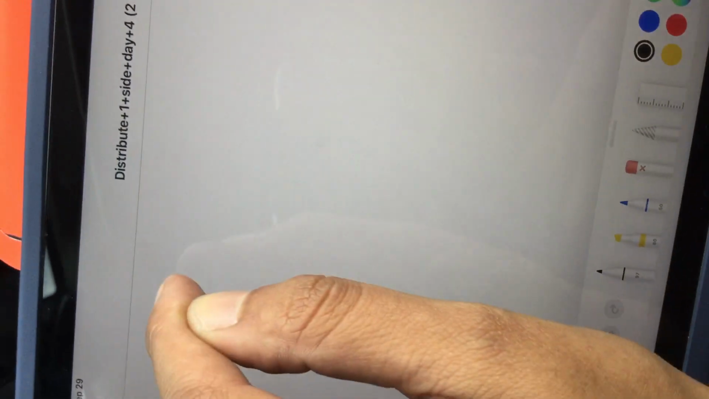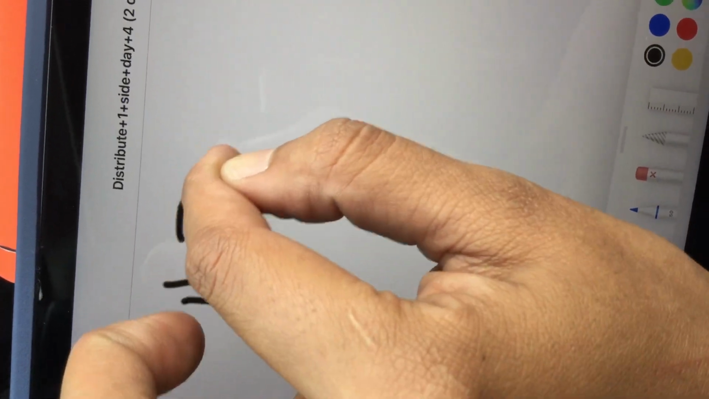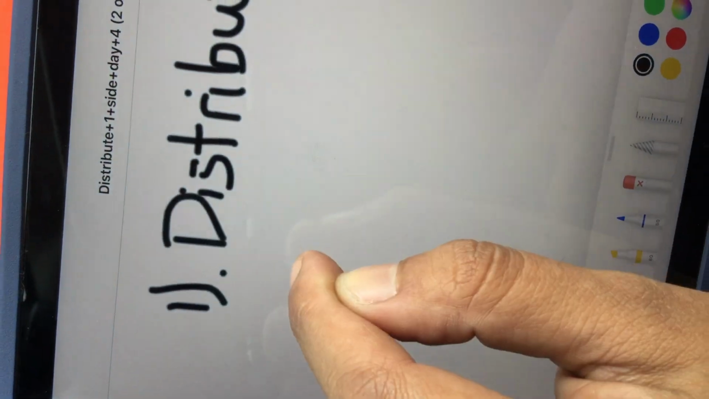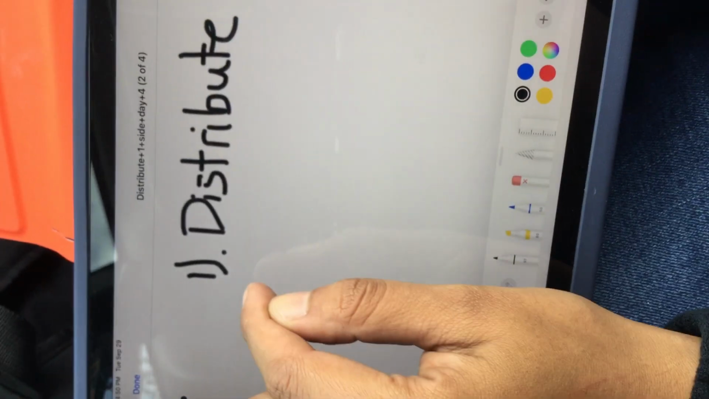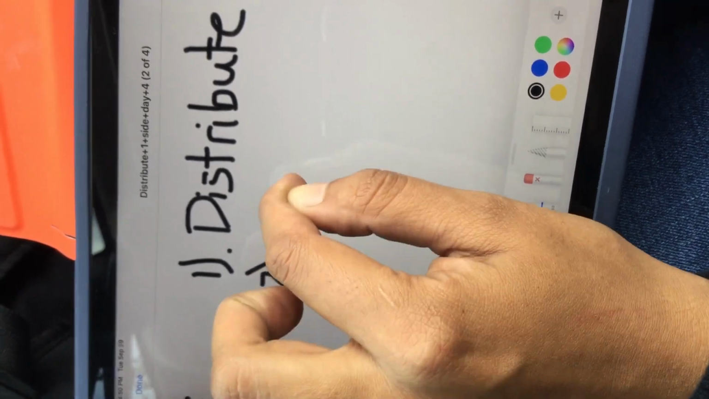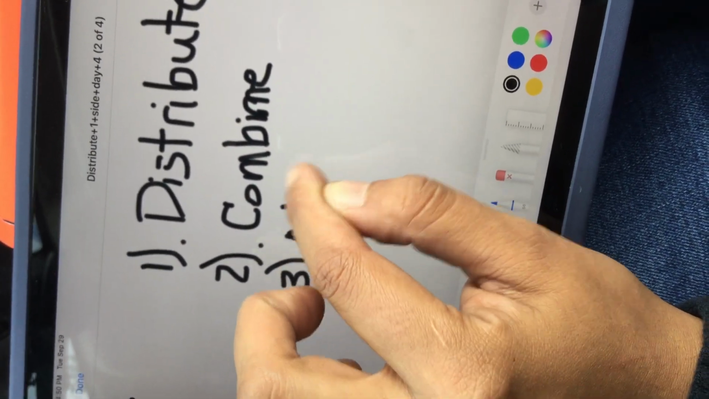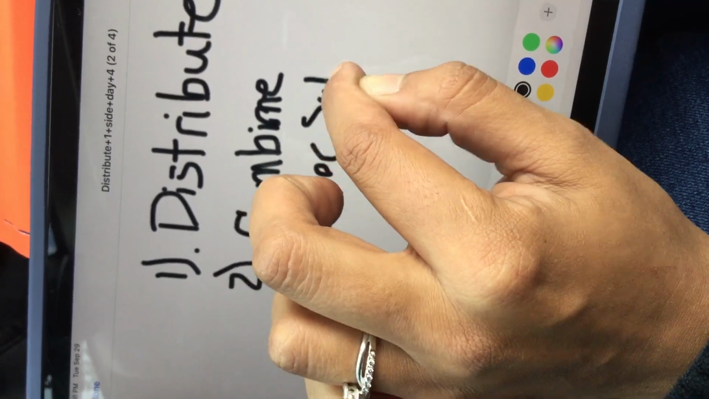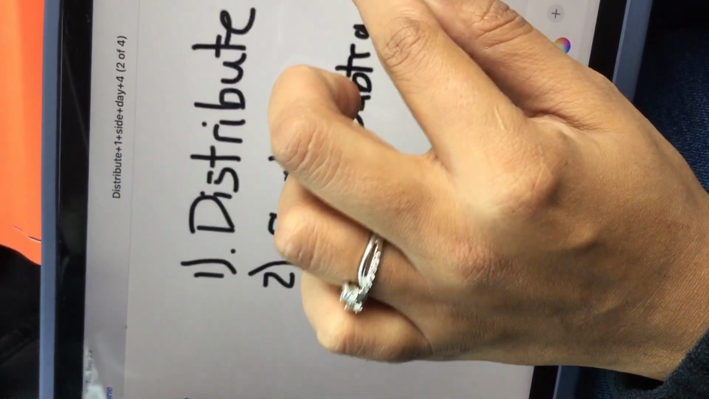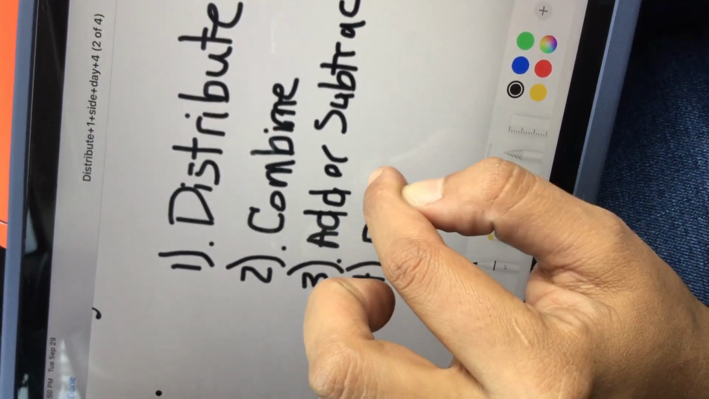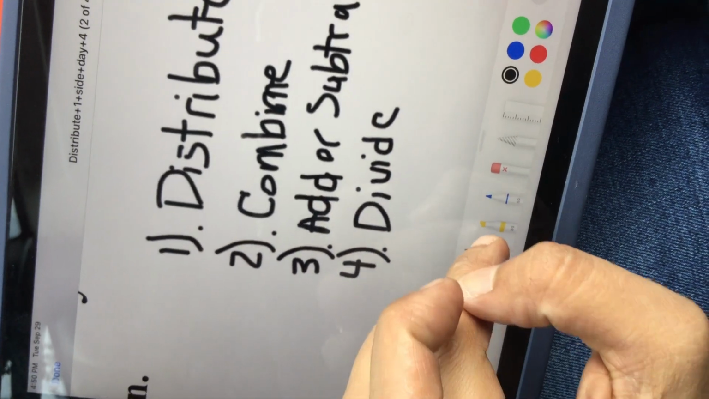If we were going to write our steps out, step 1 would be to distribute, and that means multiply. Our step 2 would be to combine our like terms. Our step 3 would be add or subtract. And our step 4 is always to divide.